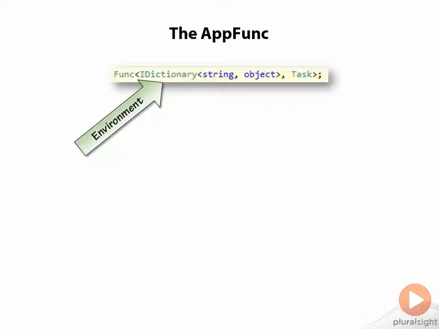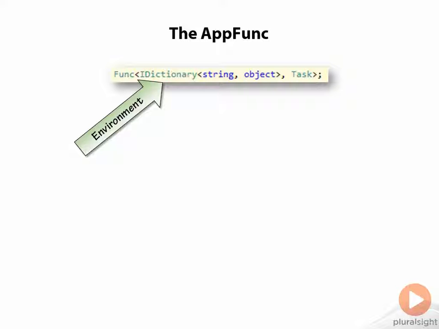The dictionary represents the request environment. It's a simple dictionary of just string and object because there are no big abstractions with Owen. There's mostly just simple types involved. But inside the dictionary, you can find out everything about a request from the client and the response to the client. You can find headers, request and response objects, cookies, server variables, and more. I'll show you what's in the dictionary in a demo, but it's very similar to the HTTP context object that you might have worked with in ASP.NET or MVC because it carries all the information about a specific request.